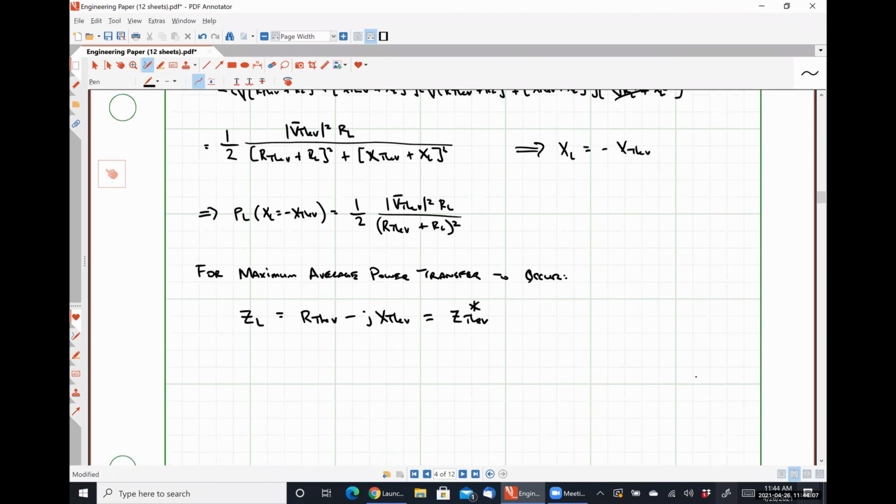Under this constraint, our maximum average power transfer is 1/8 the magnitude of our Thevenin voltage squared divided by only the resistive portion of our Thevenin impedance. Excuse me. This should be R Thev.